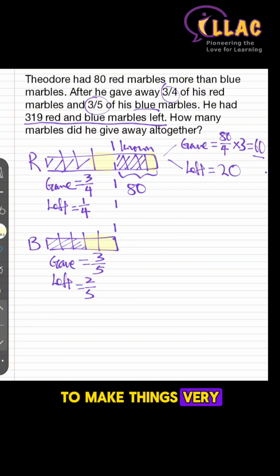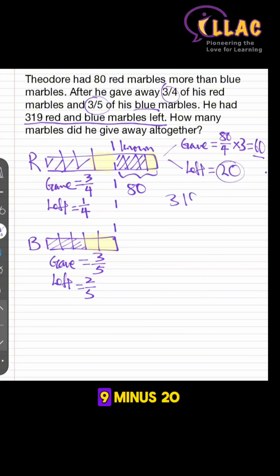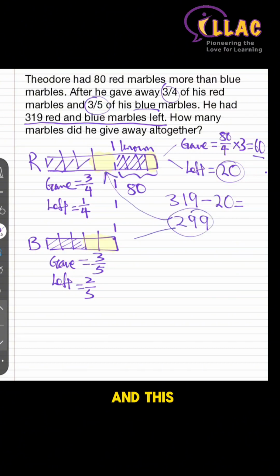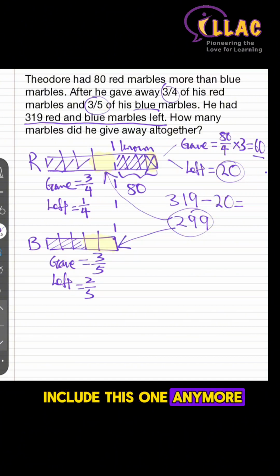To make things very clear for ourselves, let's take out the known part because 319 has unknown and known parts all together. So might as well I just take away the known part, which is 319 minus 20, which will give me 299. That is the unknown part completely, which refers to this and this, and it does not include this one anymore. So we treat the known and the unknown separately. It makes life easier for us.